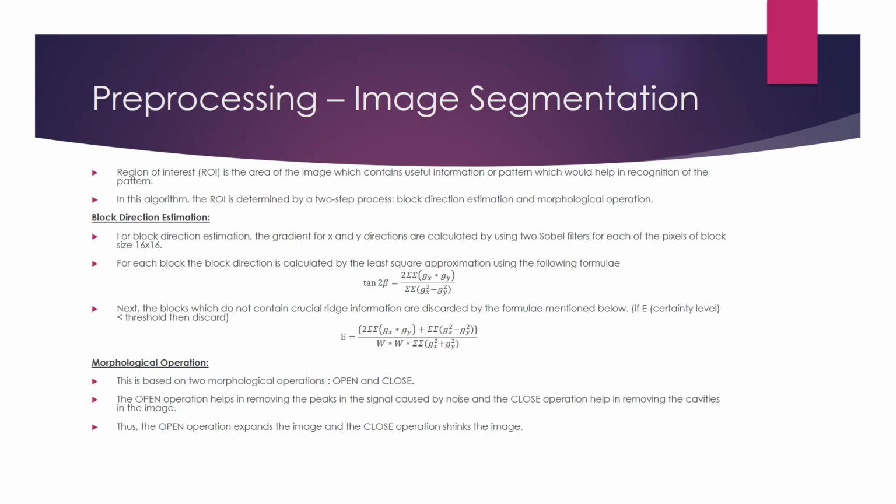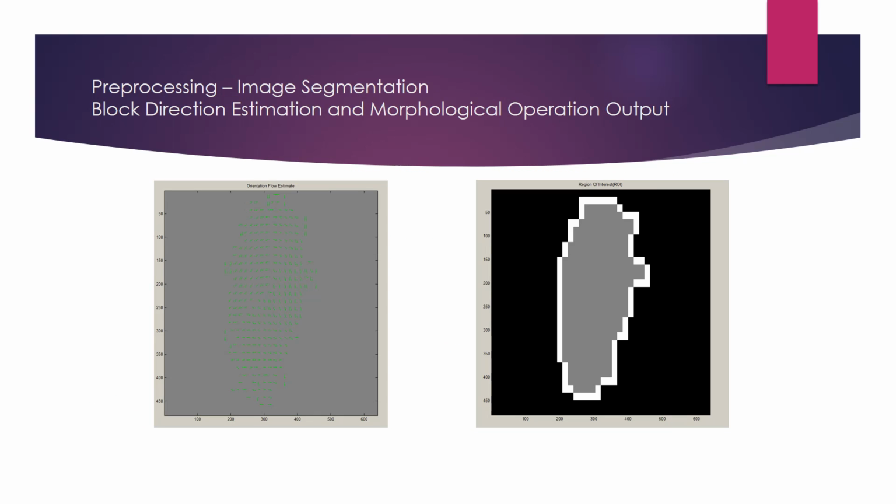Morphological operation. This is based on two morphological operations, open and close. The open operation helps in removing the peaks in the signal caused by noise, and the close operation helps in removing the cavities in the image. So the open operation expands the image, whereas the close operation shrinks the image. Here the left side is the block direction estimation of the ridges, and the right side shows we have actually separated the region of interest from the background.